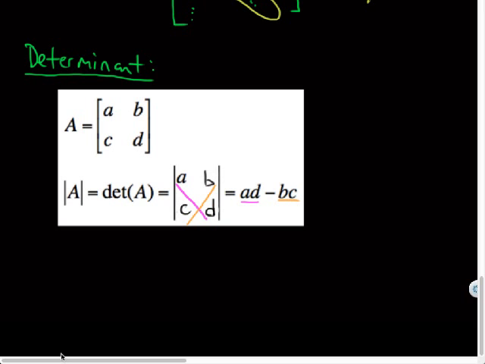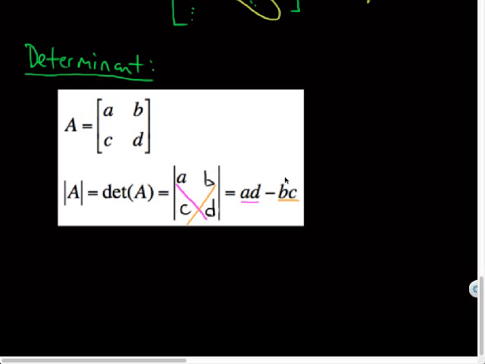The determinant itself, what I want to point out, will not equal a matrix. The determinant itself, if I do AD minus BC, is just going to equal some number. And that number will, in a moment, actually relate to the area of a parallelogram.